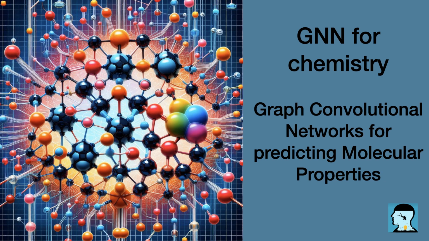Thank you for explaining the implementation of graph convolutional networks. How do GCNs address the challenges of predicting molecular properties, such as the lack of continuous inputs and permutation invariance?